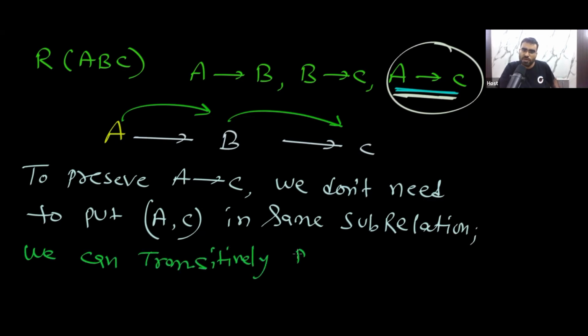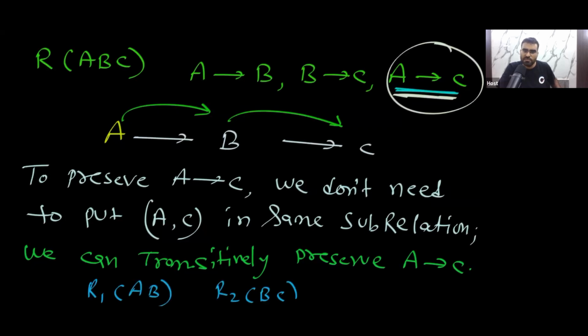Transitively preserve this: A determining C. What can you do? You can create one relation where you have AB and another relation where you have BC. Now you can transitively preserve. A will determine B, B will determine C. So you can transitively preserve this FD.